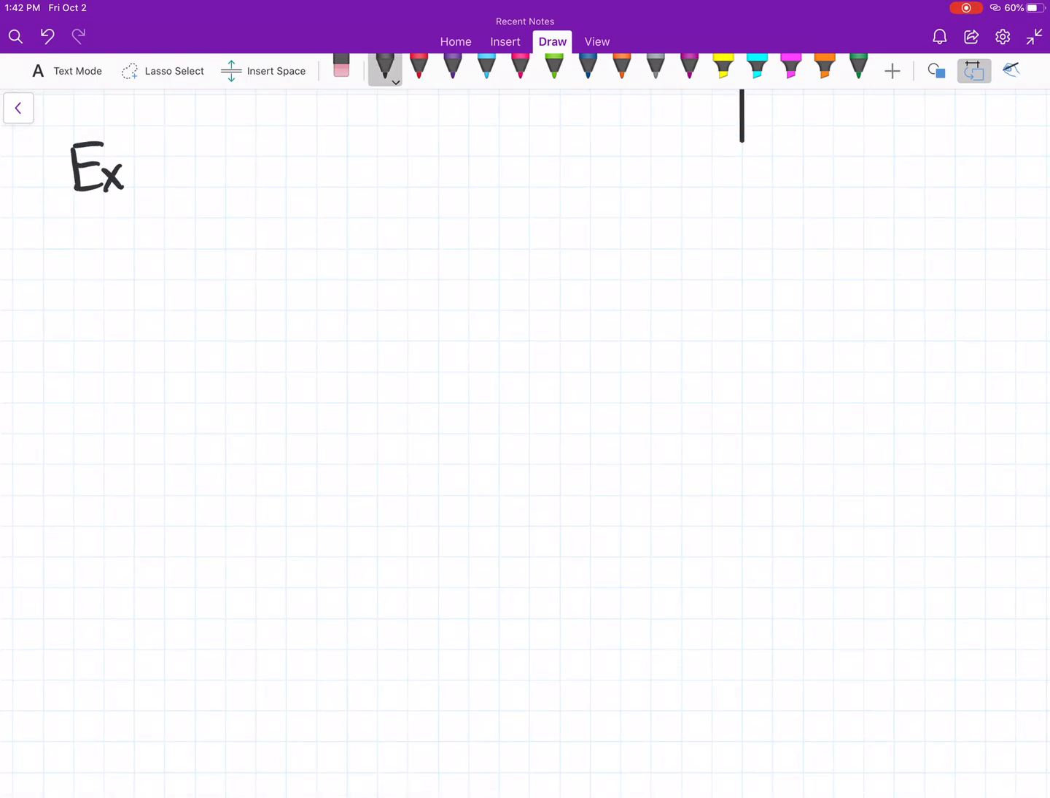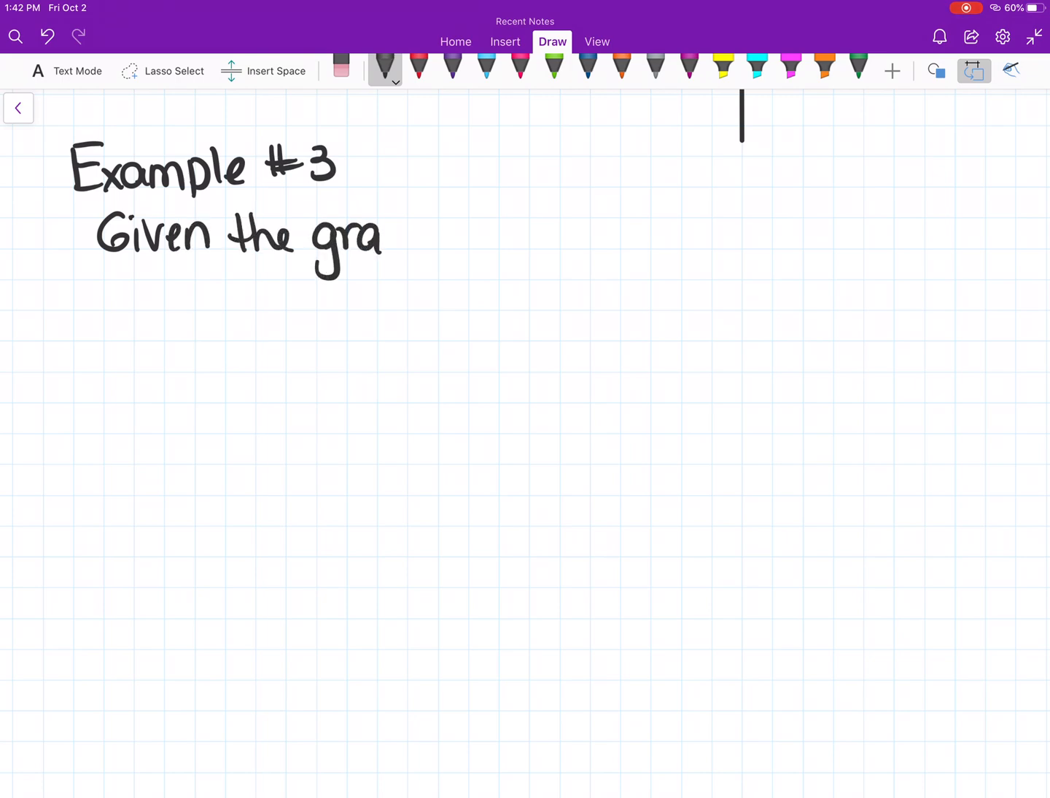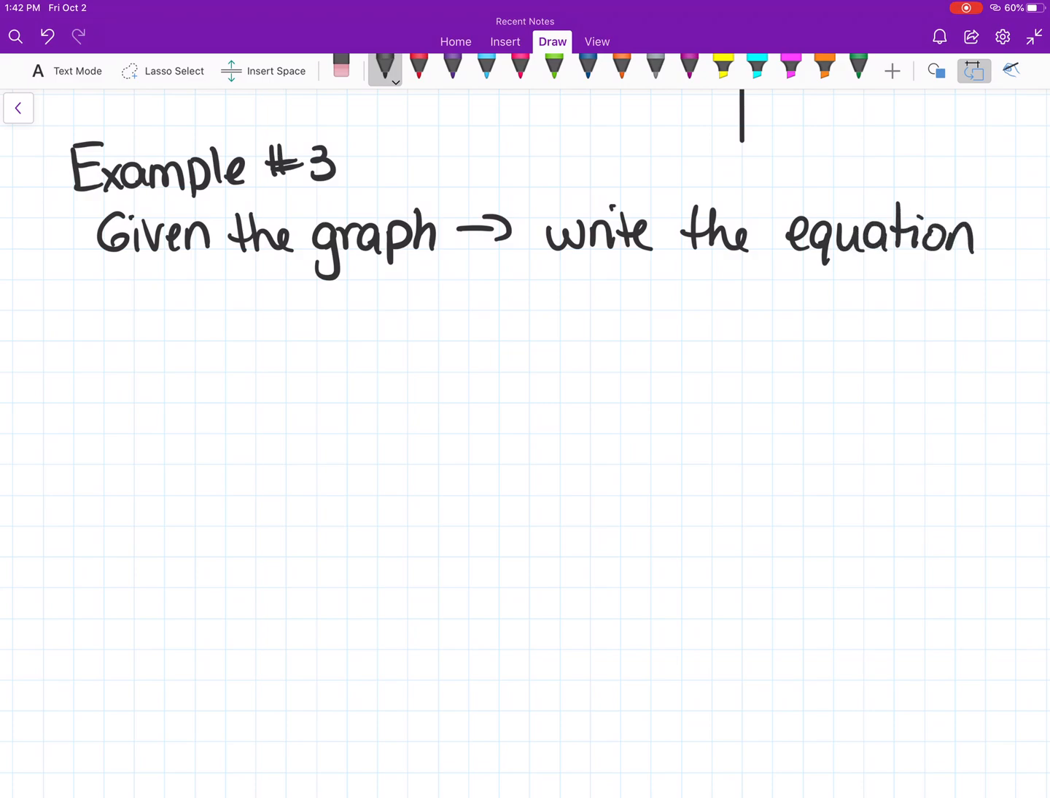Example number 3. They make sense in the world that sometimes doesn't make sense. This time, given the graph, write an equation. Oh, I don't know how to do that. Yeah, you do. Let's do it. You can handle this. It's not a big deal. Come on. You might make a mistake.